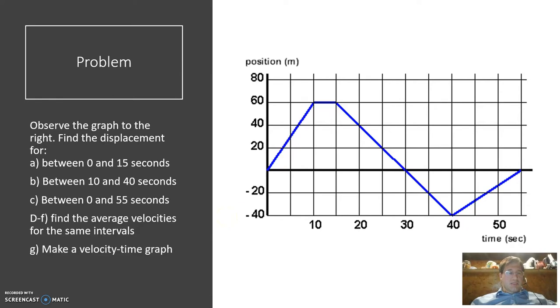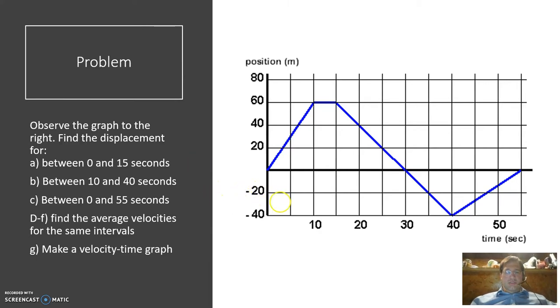We're asked to find the displacement at 3 different spans. We're also asked to find the average velocities at those same intervals, and we're asked to make a velocity versus time graph. So what do we need to do? So displacement is the change of position. So you'll notice up here that this is position, our x value on the vertical side of the graph. So what we need to find is how much does it change by.